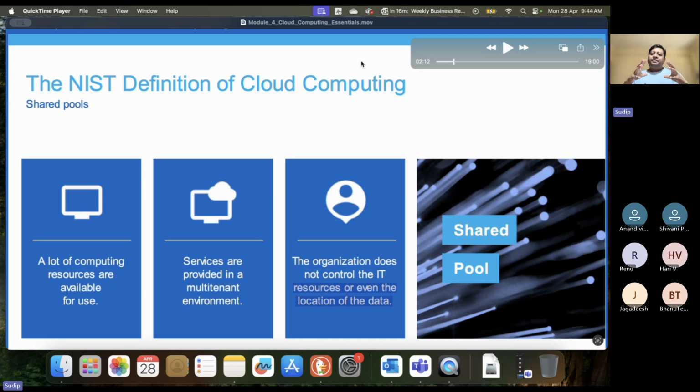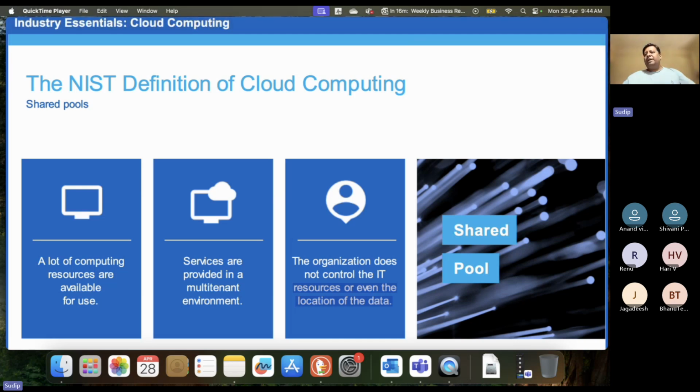Then if a particular software needs to be given to the public at large, across billions of users all over the globe, that becomes a public cloud, like AWS, Microsoft Azure, Google Cloud, DigitalOcean, Alibaba. All these are examples of public cloud. Then what is hybrid cloud?